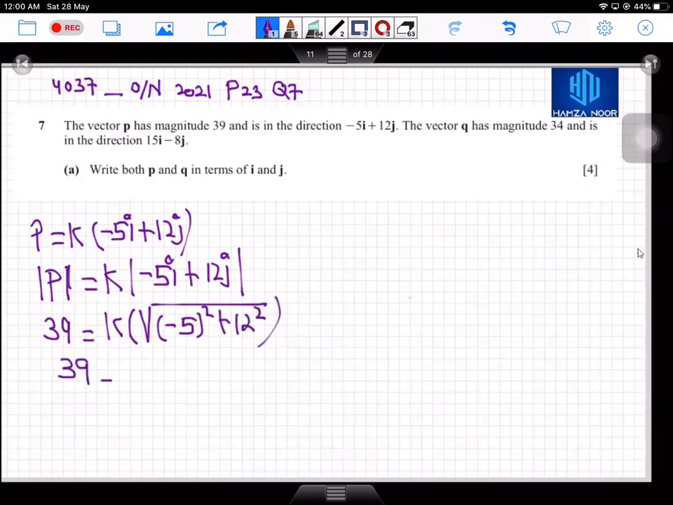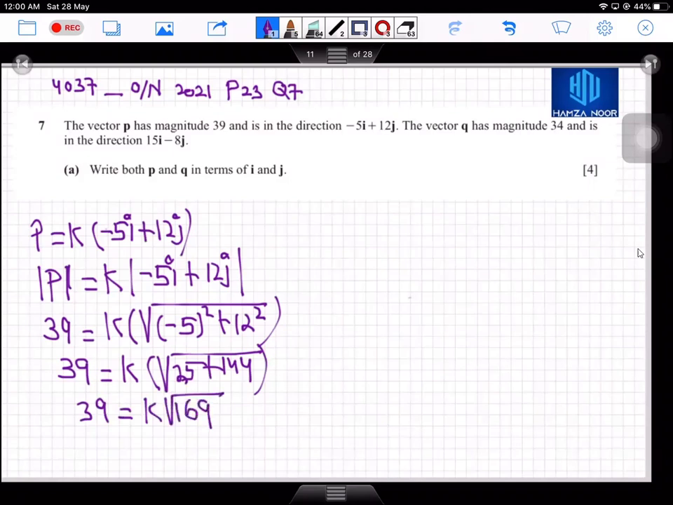So 39 is equal to k times under root of 25 plus 144. So 39 is equal to k multiplied by under root of 169. Under root of 169 is 13. So 13k is equal to 39, and therefore k is equal to 3. In this case, the value of the scalar multiple is 3.